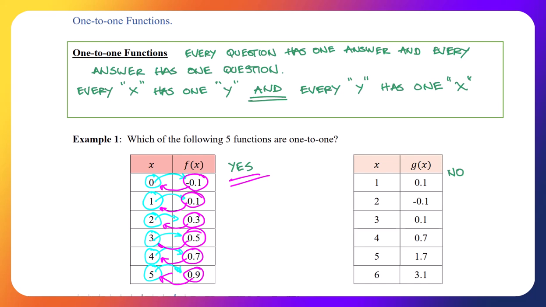On the other hand, yes, each one of these x values has one y value, but in particular, this y value has two different x values. If I said that y is 0.1, you don't know what x value to give me. Or if I said y was, oops, that one's okay. So no, that is not one-to-one.